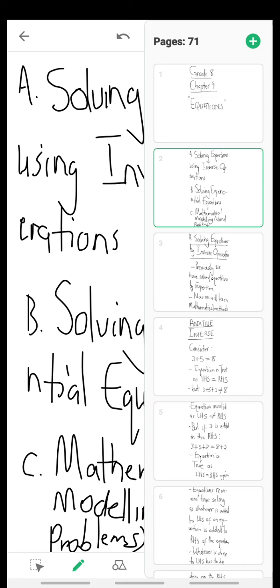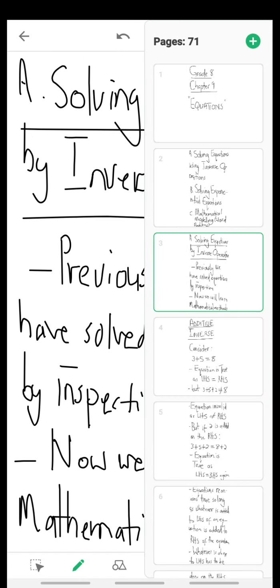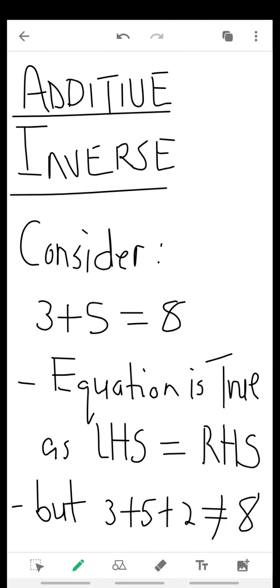Now, starting with solving equations by inverse operations. Previously we have solved equations by inspection, and that was in chapter 7 or 8. But now we will learn how to solve equations using mathematical methods. The first thing that we want to look at is additive inverse.